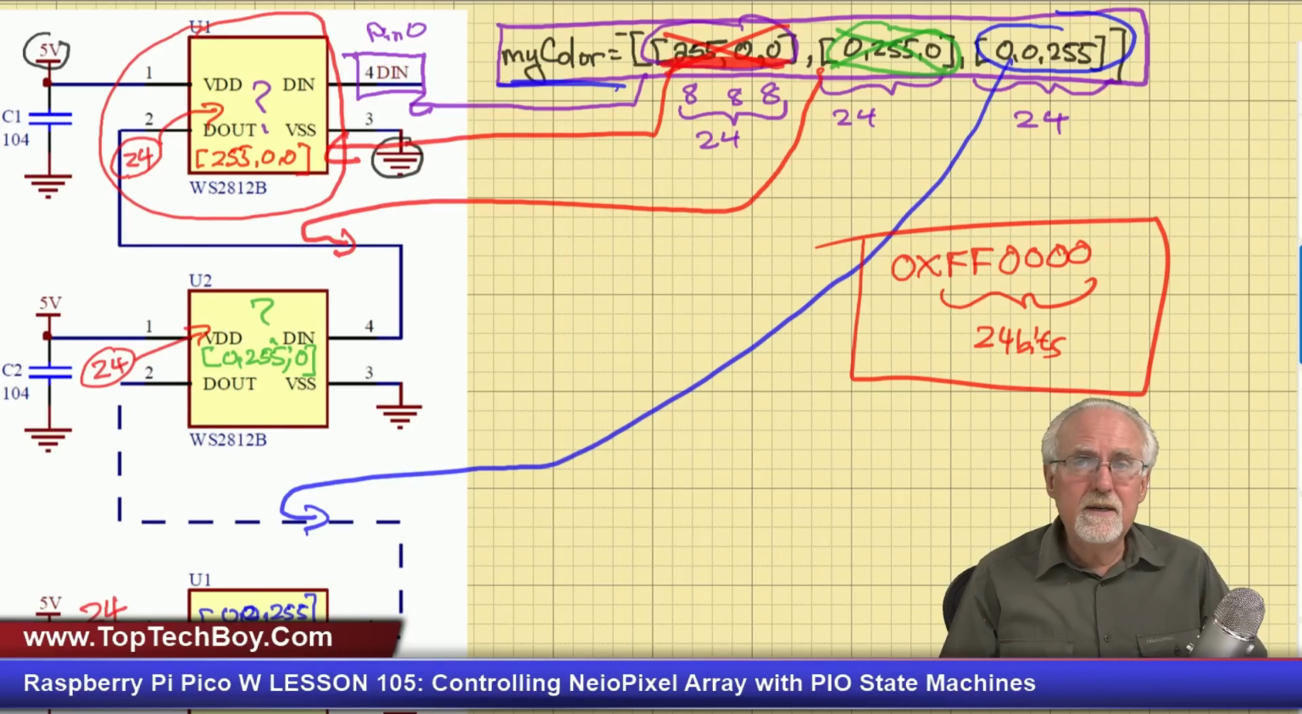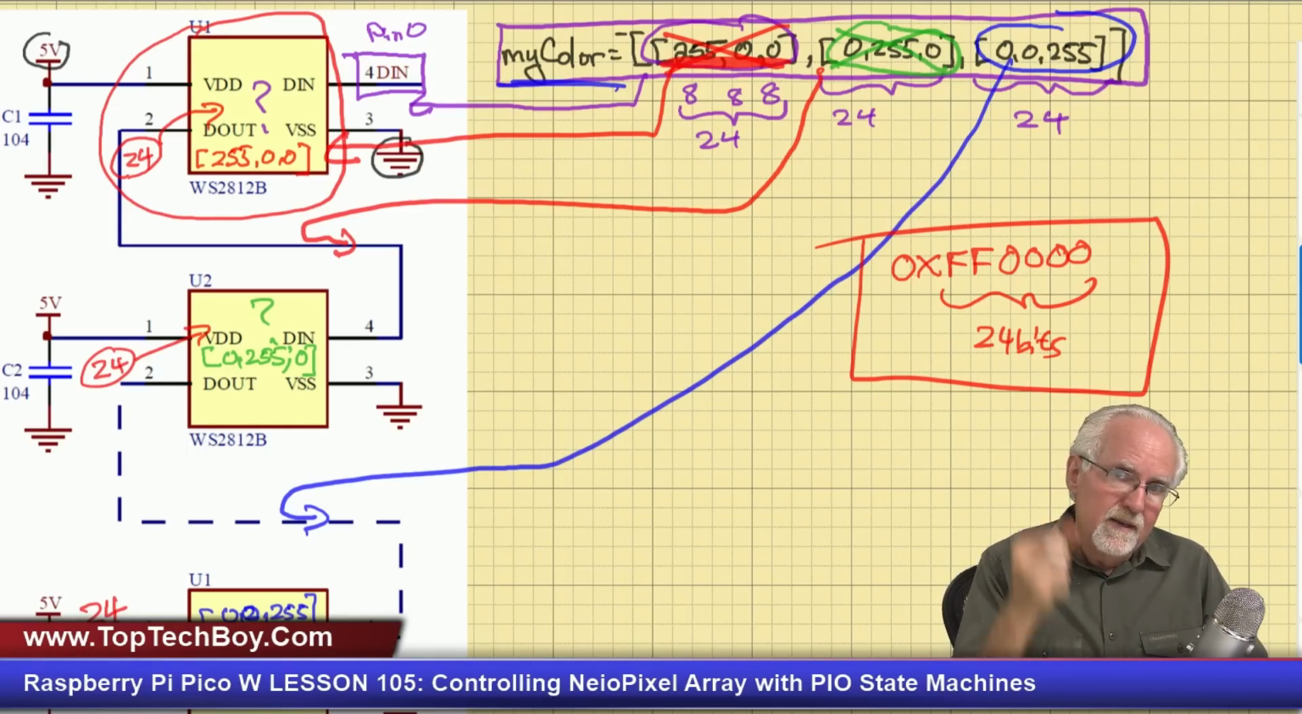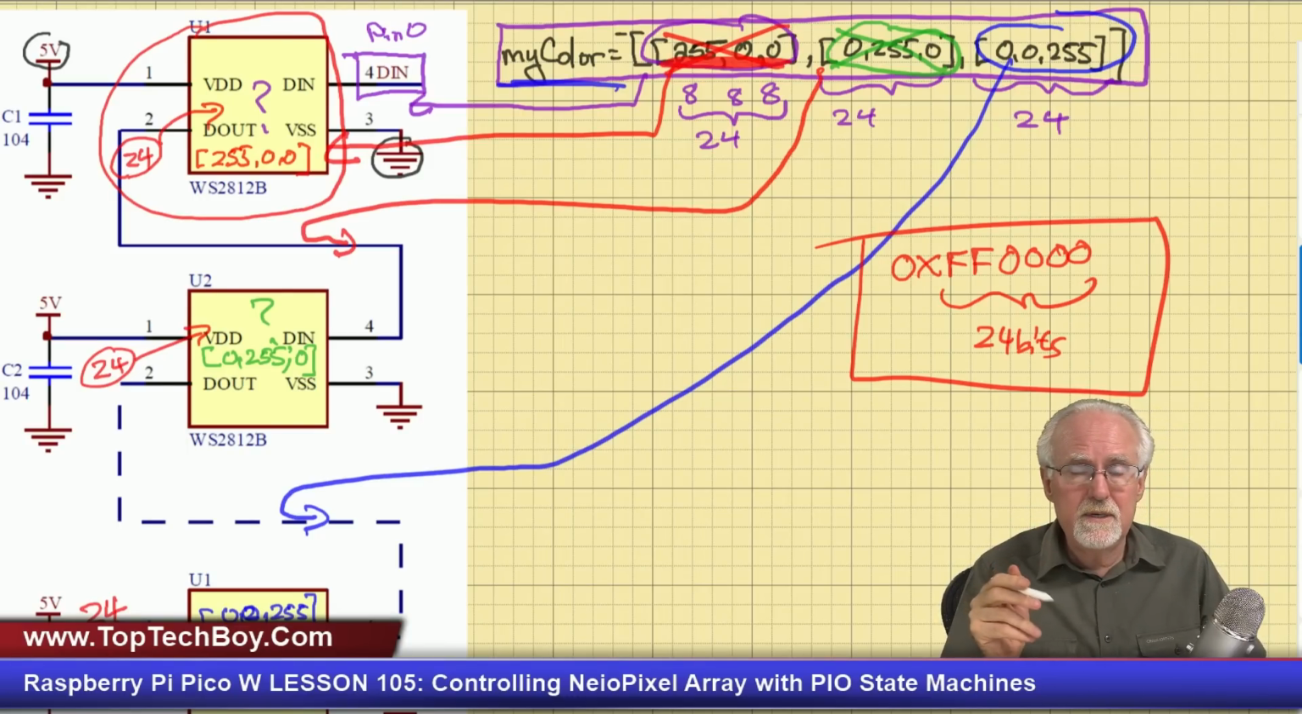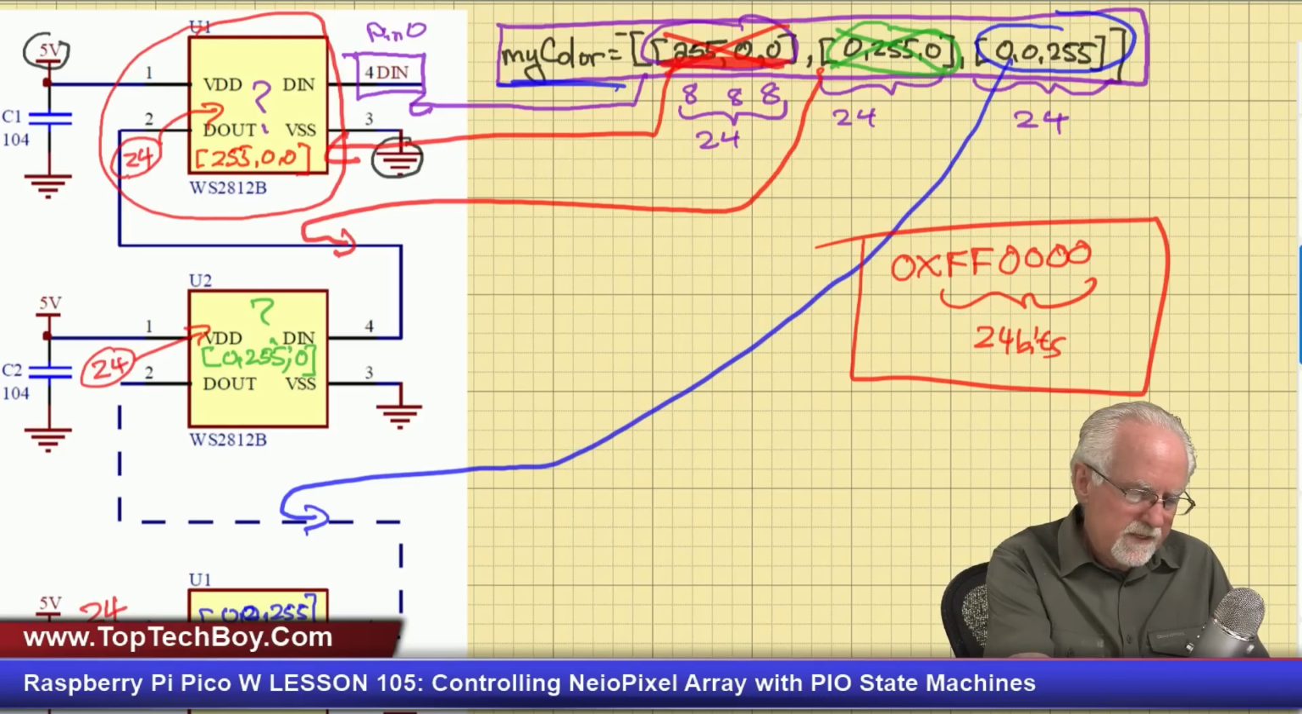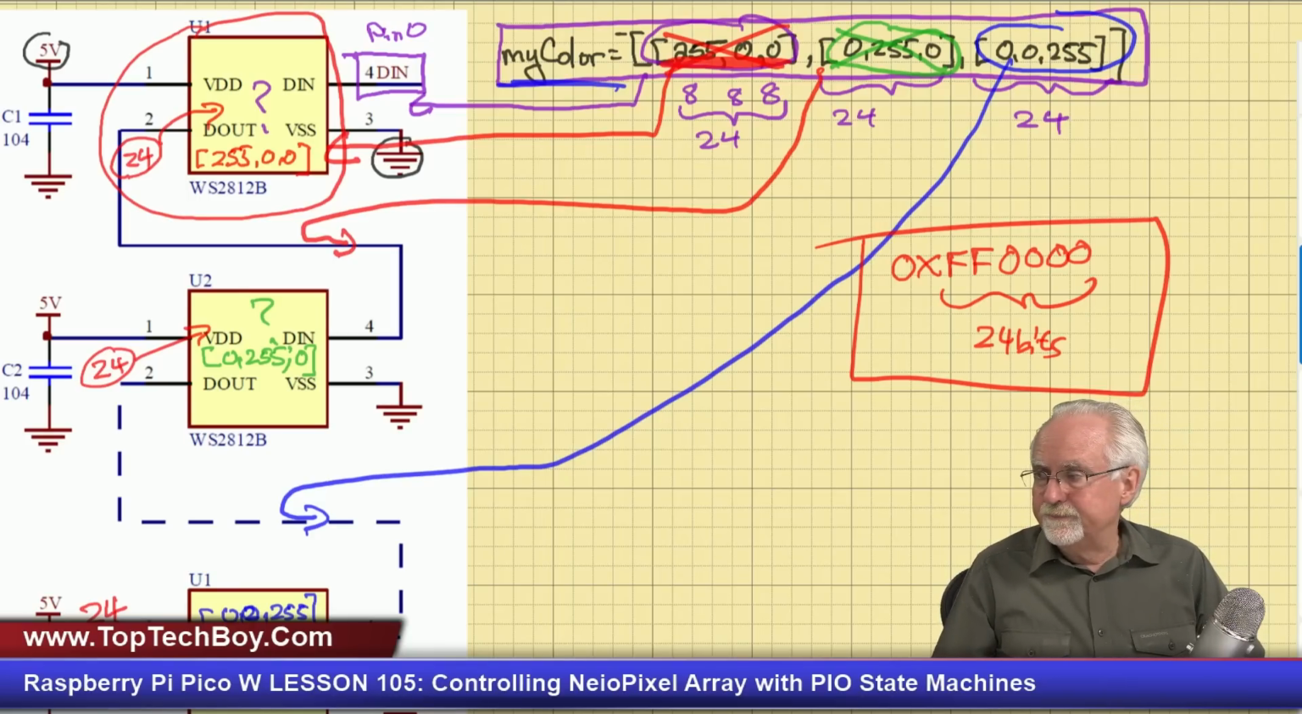Now, what I will tell you is if you don't do this exactly, counting the timing of every single line of code in your state machine, it's not going to work. This requires perfect timing for this to work. Okay, does that make sense? I hope it does.